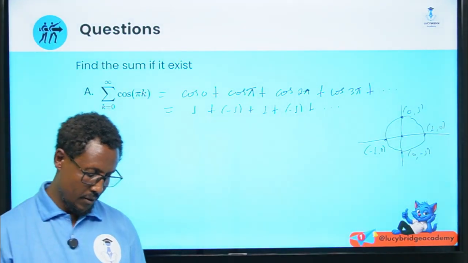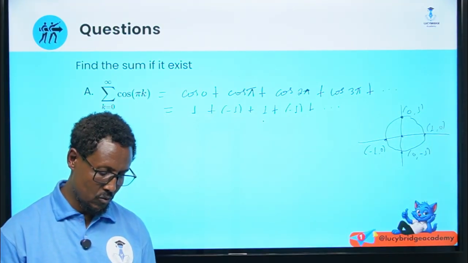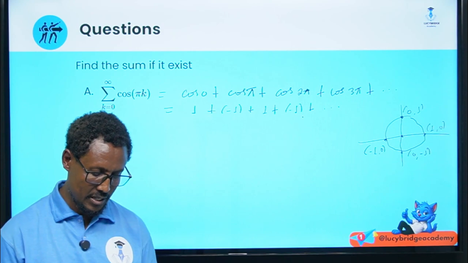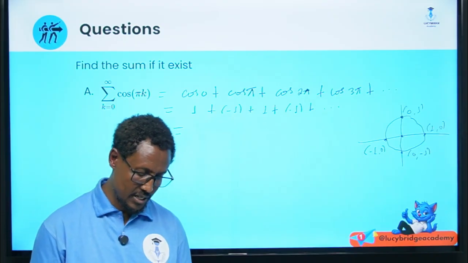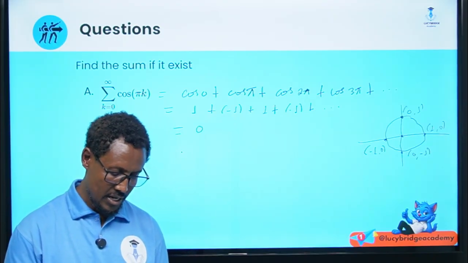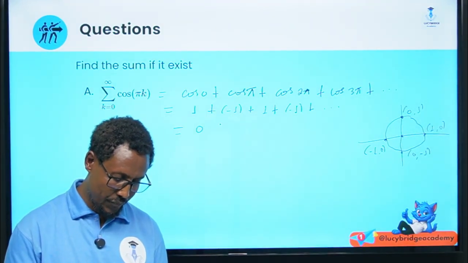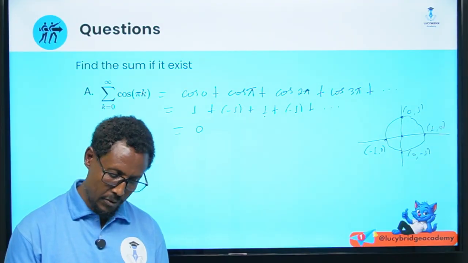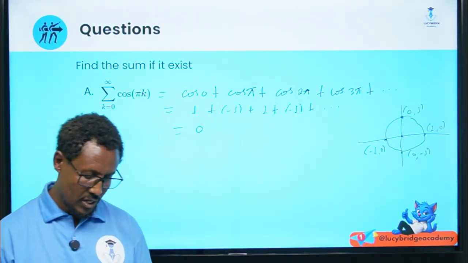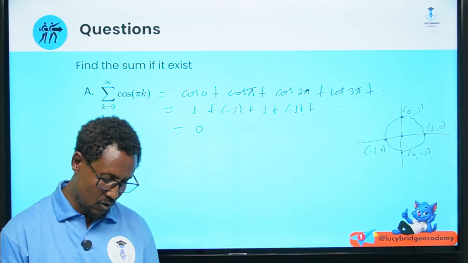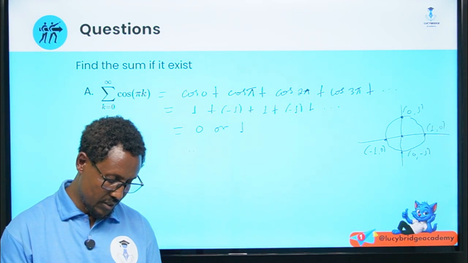Okay, look. 1 plus minus 1, 0. Okay? 0 plus 1, it may be 1. 1 plus minus 1, 0. So what is the possible answer is, it may be 0, okay? It may be 1. Look, 1 minus 1, 0. 0 plus 1, it can be 1. Again, 1 plus minus 1, 0. 0 plus 1, it can be 1. So the possible answer is either 0 or what? Or 1. This means the sum is not unique, okay?